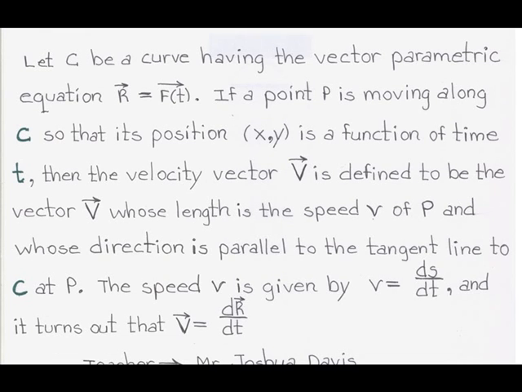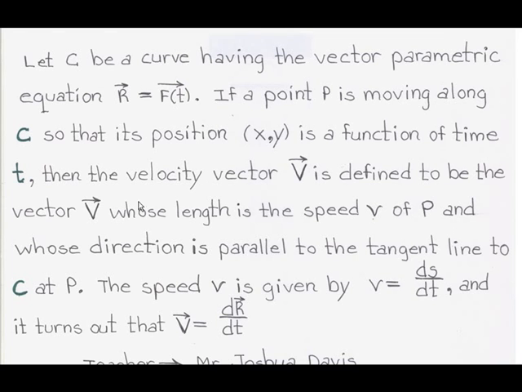Let C be a curve having the vector parametric equation where vector r equals f of t, and this is a vector. If a point P is moving along C so that its position, xy, is a function of time t, then the velocity vector is defined to be the vector whose length is the speed v of P.